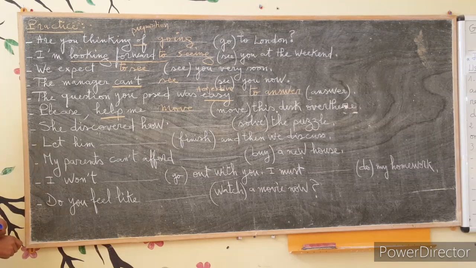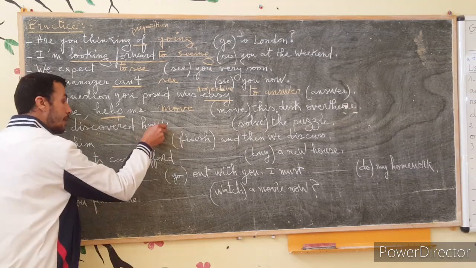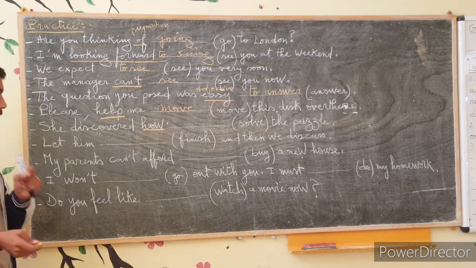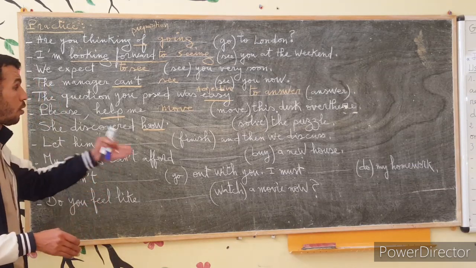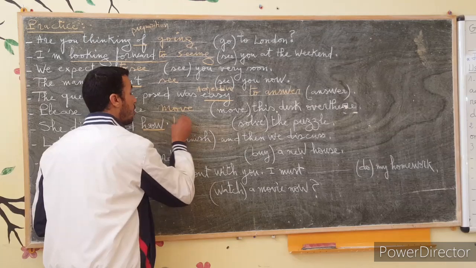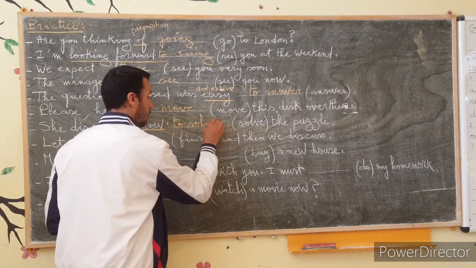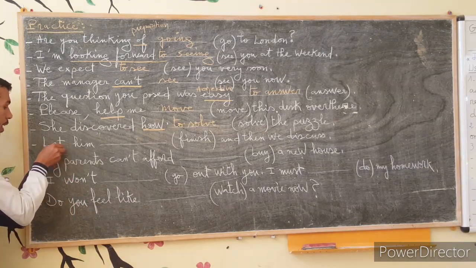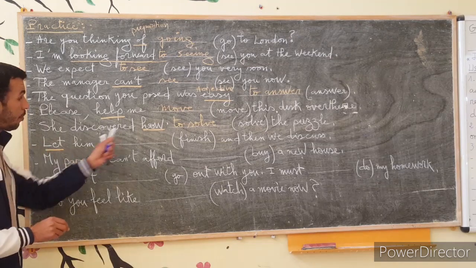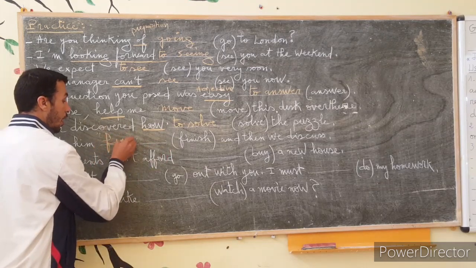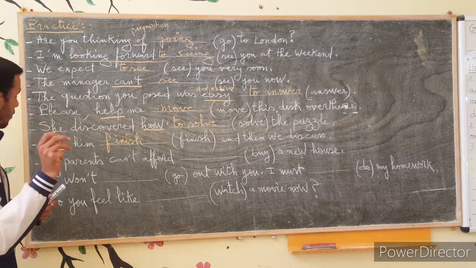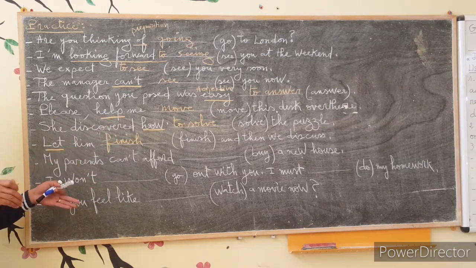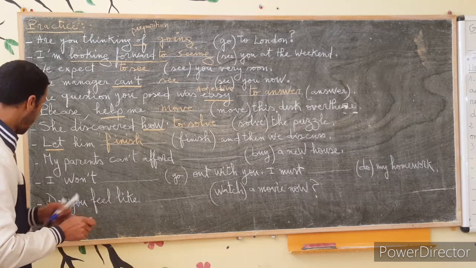The next example, she discovered how. This is the most important part. How. What is how? It is part of the WH words. So WH words are to be followed by infinitive. So we are going to say how to solve. The next example, let him. So we have let. Let him finish. Because I've already mentioned that modals, the verb let, the verb have, and the verb make are always followed by the verb infinitive.